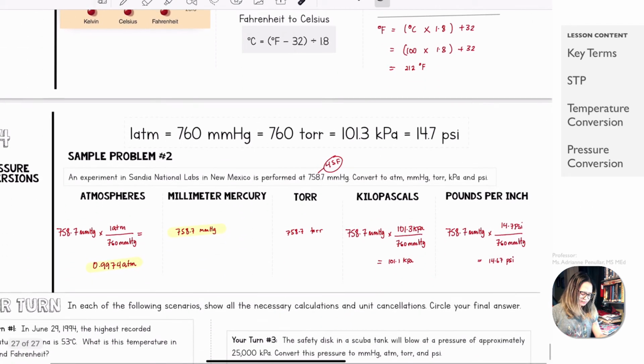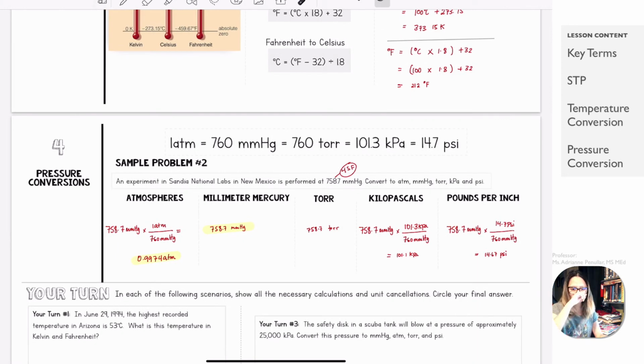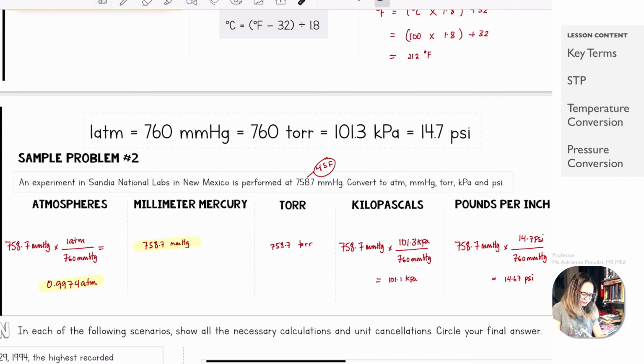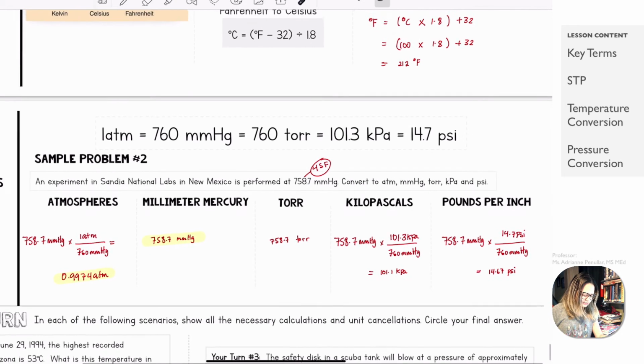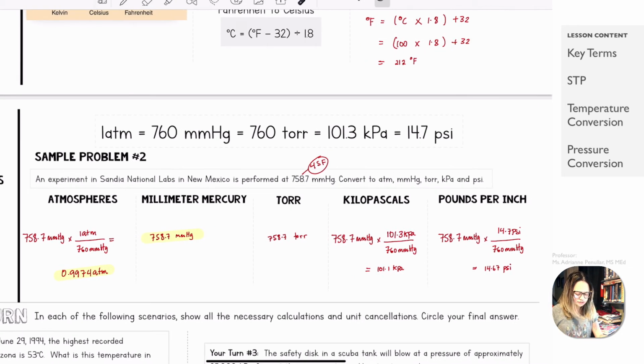Let's go ahead and talk about how to do pressure conversions. Remember that all of the units I said before mean the same thing. So treat them like a regular unit conversion where you need to cancel out the units at the bottom, as we did before. An experiment at Sandia National Labs in New Mexico measured 758.7 millimeters of mercury. Convert to atmospheres, millimeters of mercury, torr, kPa, and psi.